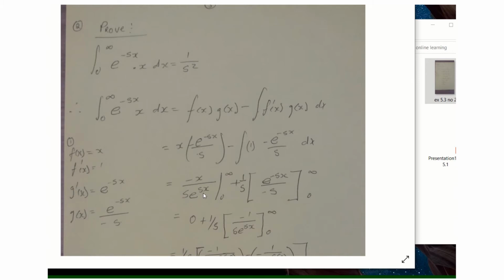You can evaluate this part, there's nothing wrong with that, between infinity and 0, plus 1 over s, and then you integrate this. Remember, we removed this minus 1 over s, it became the positive 1 over s. That's why we have this there. So when you integrate this, again, you divide by the derivative of this power, which is a minus s. Evaluate it between infinity and 0.